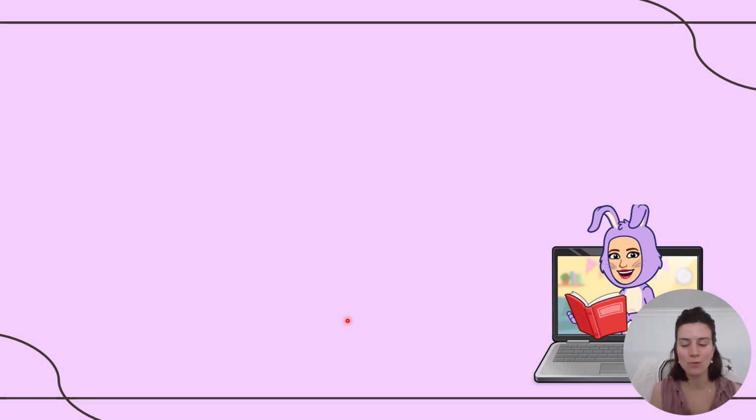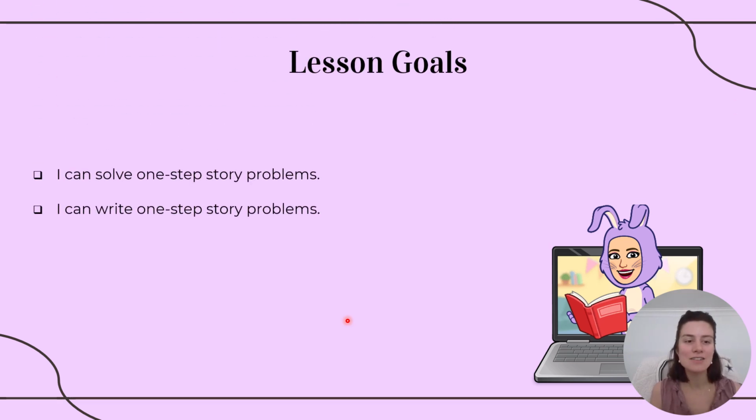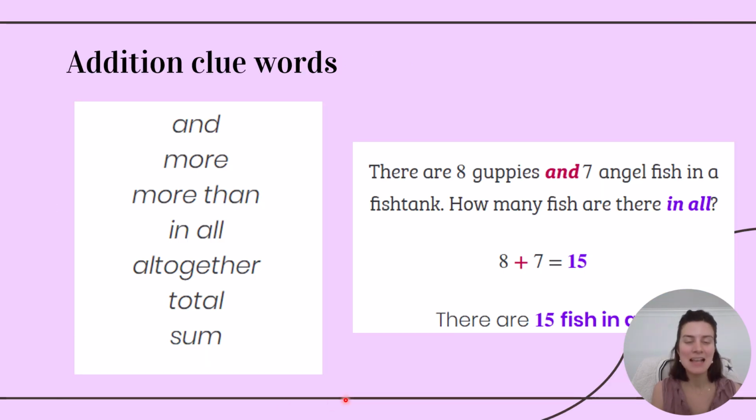Our lesson goals for today: I can solve one-step story problems and I can write one-step story problems. Let's look at addition and subtraction clue words. We'll look at addition first.